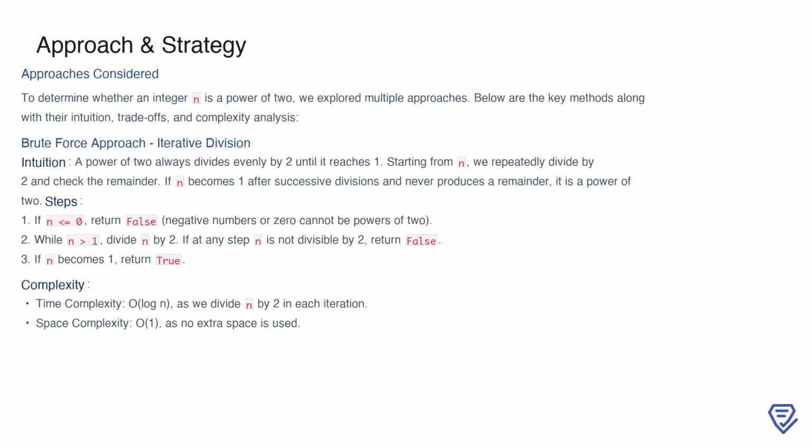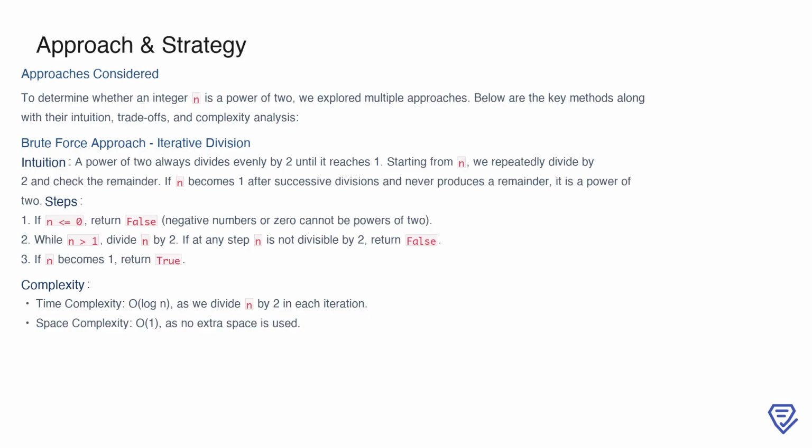To determine if a number is a power of 2, we considered multiple approaches, beginning with the brute force method of iterative division. The intuition here is straightforward: a power of 2 divides evenly by 2 until it reduces to 1. For instance, 8 divides to 4, then 2, and finally 1, without ever leaving a remainder. The steps involve checking if the number is less than or equal to 0, which immediately makes it invalid. Otherwise, we repeatedly divide it by 2, ensuring there's no remainder at any step. If we reach 1, the number is confirmed as a power of 2.